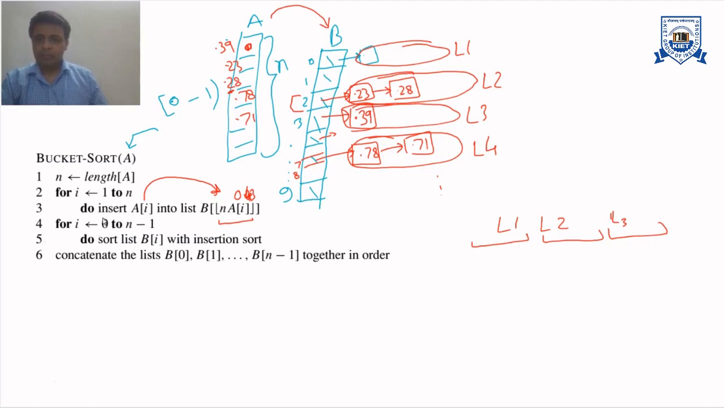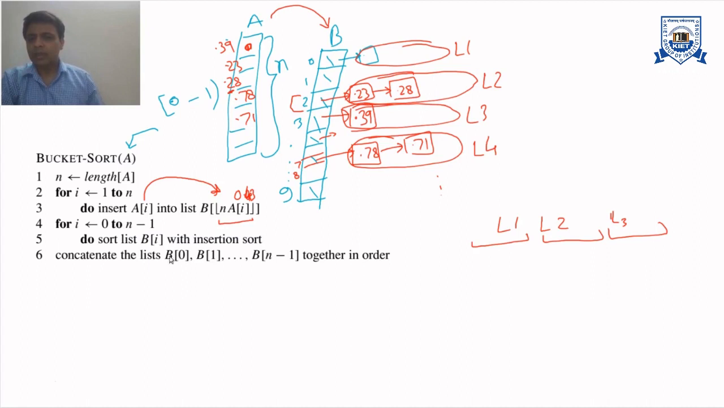We simply go from bucket number 0 to bucket number n minus 1. So 0 to n minus 1 means the size of the B array is n. So sort list B of i. B of i represents a particular bucket. So if B of 0 is empty, there is nothing to do here. B of 1 is empty, nothing to do here. B of 2, if there is some data, we would perform insertion sorting on this data. So that is what is written here: do sort list B i, where list B i means all the data in a particular bucket, with insertion sort.